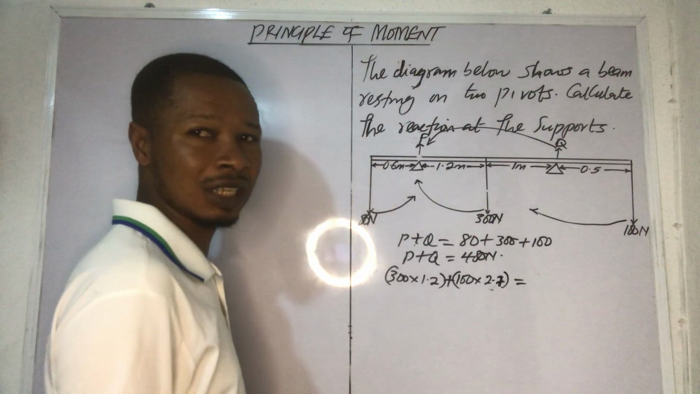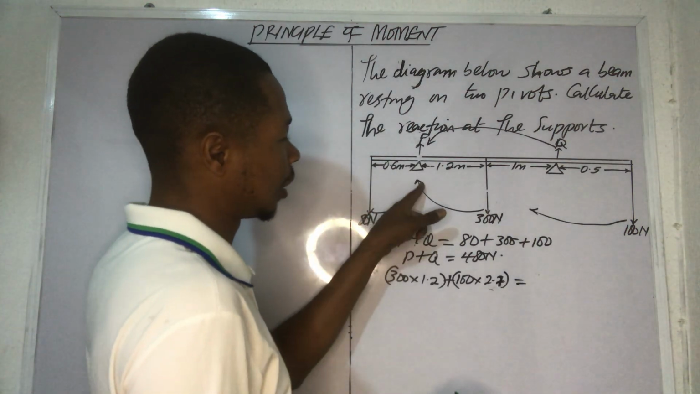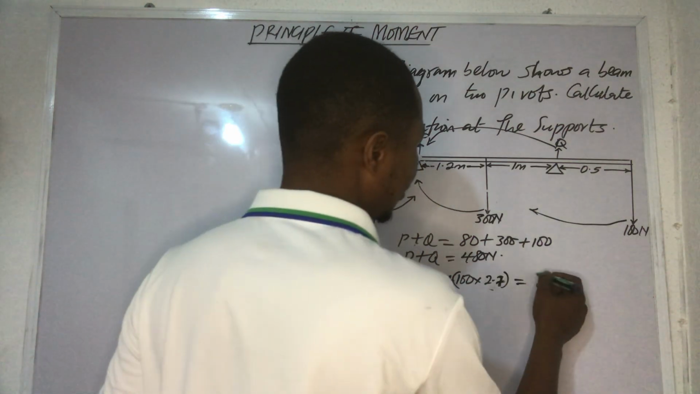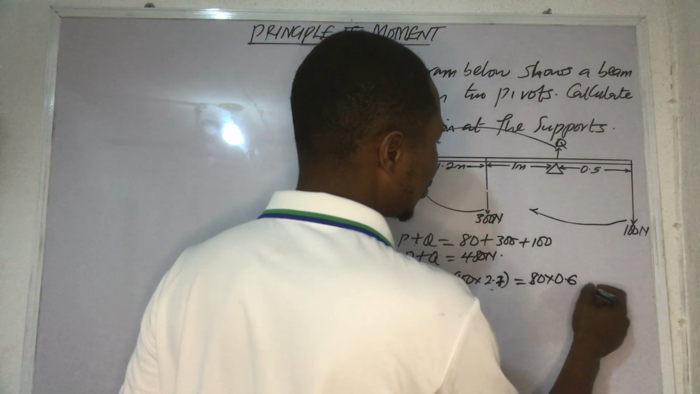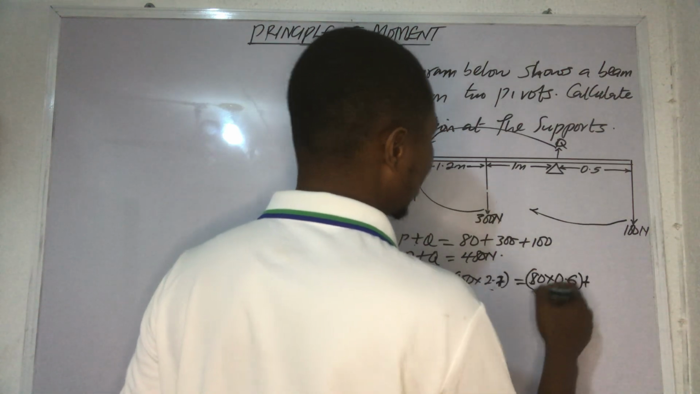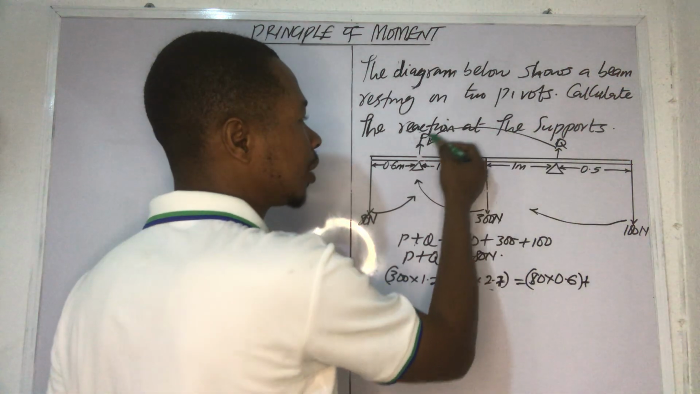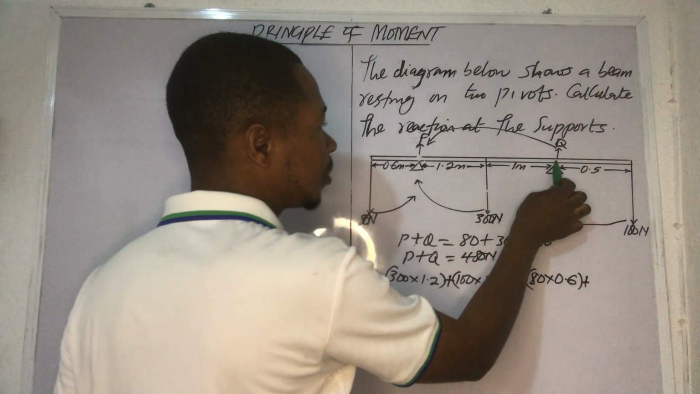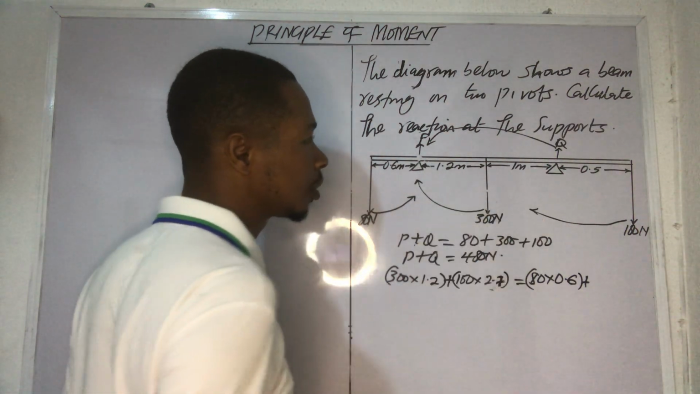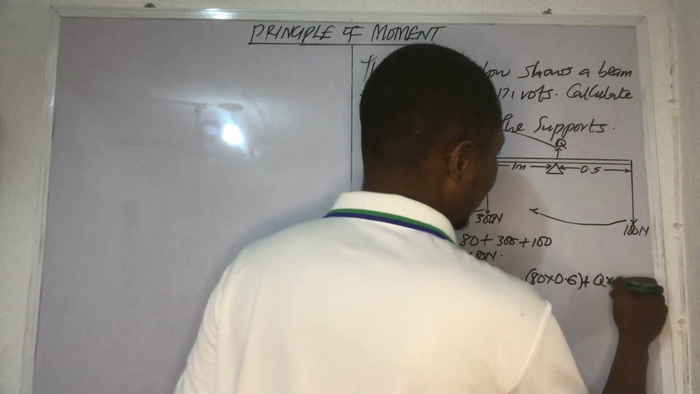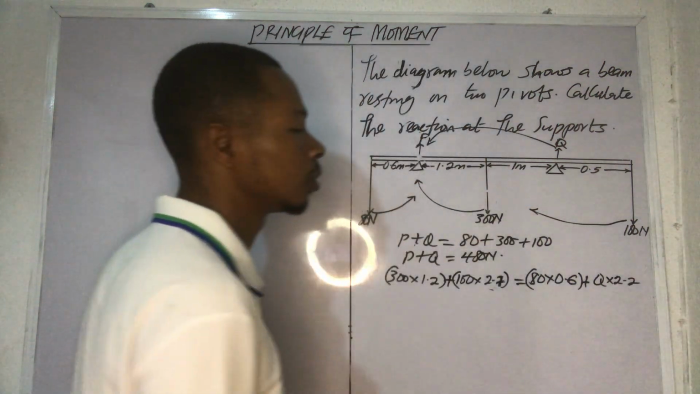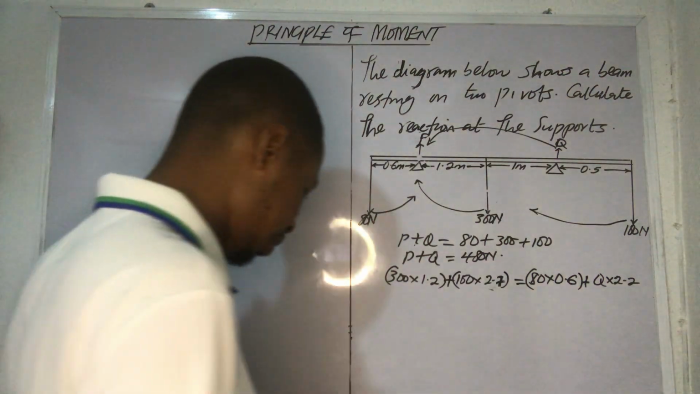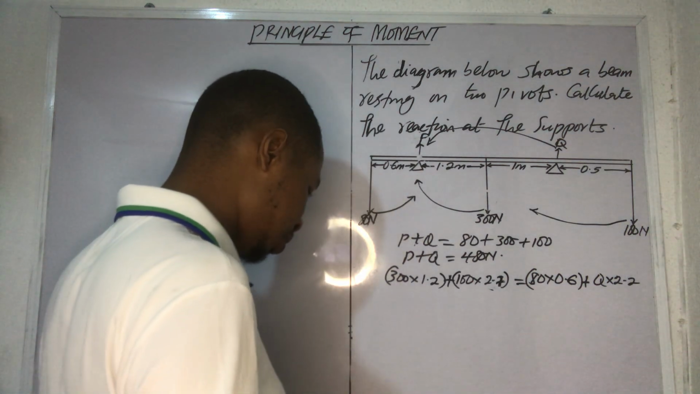Should be equal to anti-clockwise now. This 80 going like this. So you have 80 times the 0.6, the distance from this place to the pivot, plus this P now coming like this. From here to here is 1, from here to here is 1.2, so the distance from this P to this Q is 2.2. So you have P times 2.2.